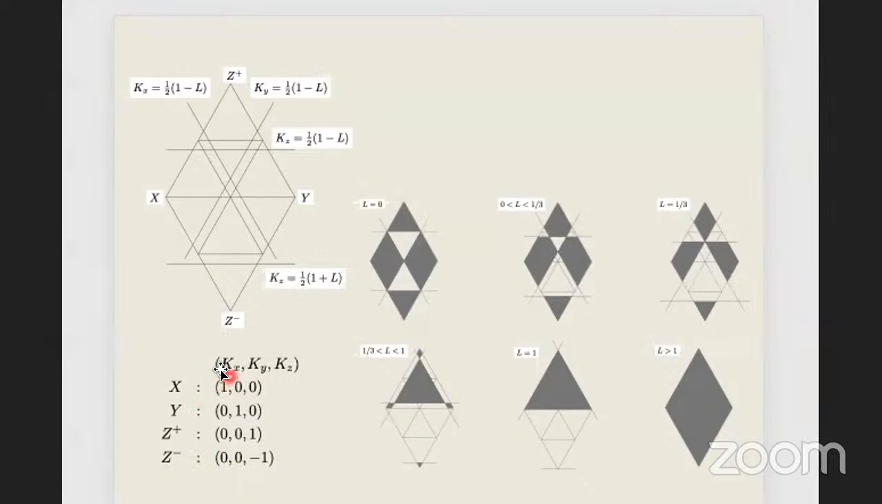Here, X corresponds to the set of interactions, and Y here, the set of interactions Z plus and Z minus. And the upper half of this diagram corresponds to positive KZ, and the lower half corresponds to negative KZ. And L here is the 4-body interaction, and here L equals 0. This is the case solved by Kitaev. And the black regions are the gapped phase, and the white regions are gapless. And we introduce non-zero L, and L becomes larger, and in this case, L equals 1.